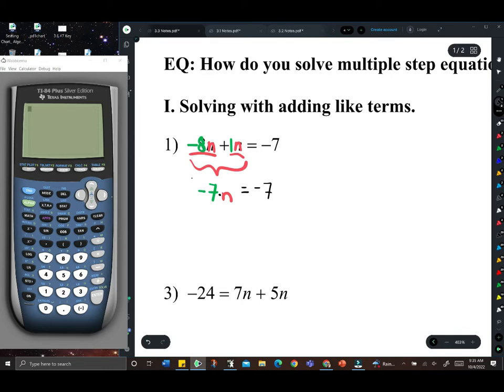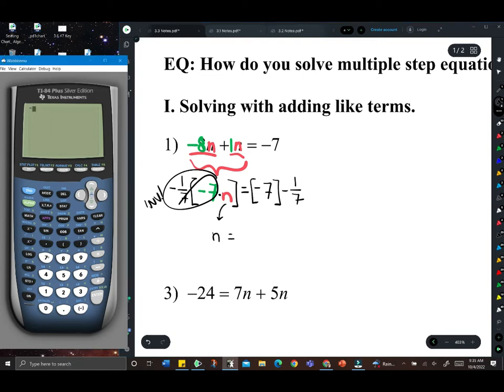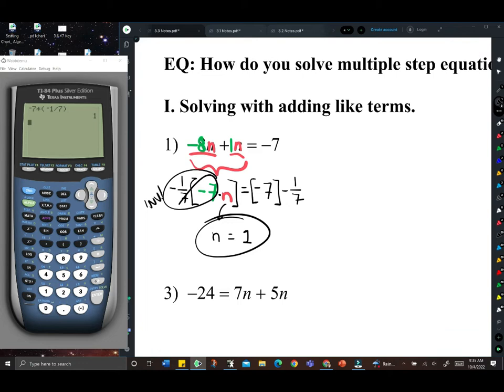So remember, if we want to get rid of the negative 7, we're going to multiply by its inverse, negative 1 over 7. So I wrote inverse before, going to keep it up here. Inverse, multiply, negative 1 over 7. That cancels those out. The n is left by itself. Negative 7 times negative 1 over 7, notice how I'm doing it in the calculator, is equal to 1. So there we go. You solved your first equation, adding like terms.